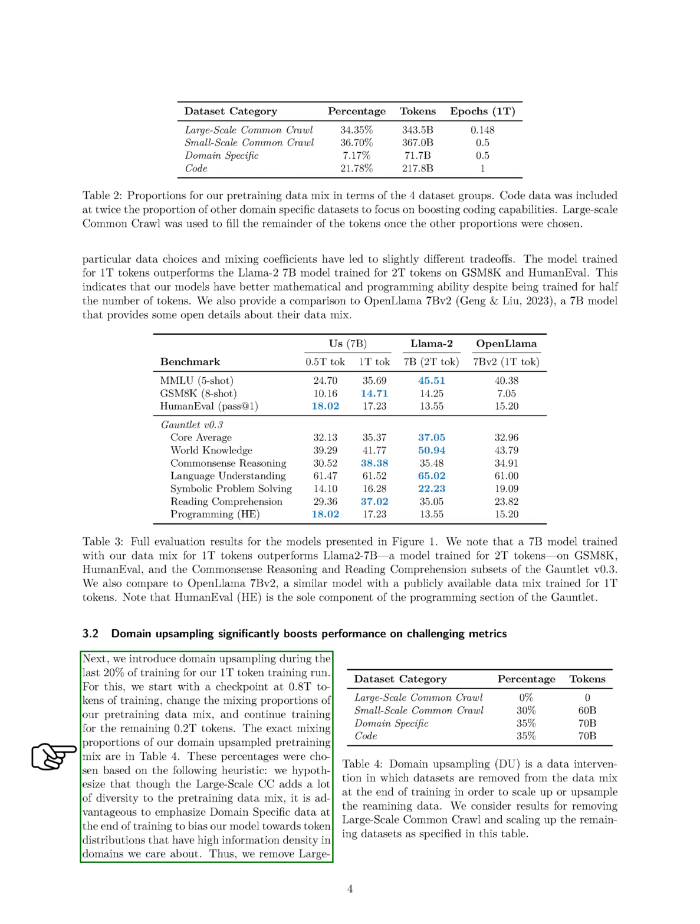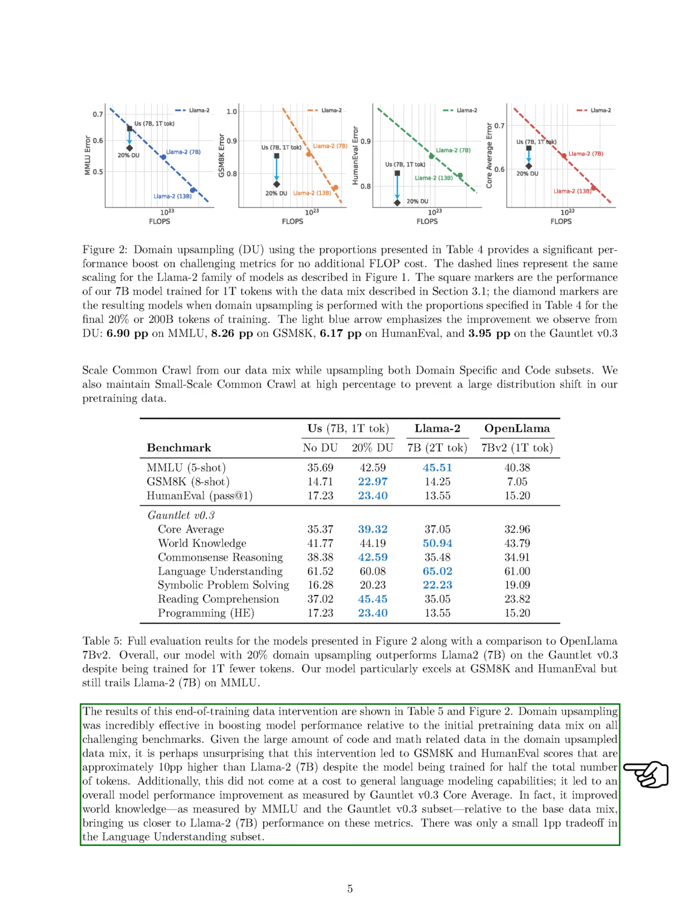We then introduced domain upsampling for the last 20% of training in our 1T token run. This involved adjusting the mixing proportions of our data mix to focus more on domain-specific and code subsets while excluding large-scale Common Crawl. The results of this intervention showed a significant improvement in model performance on challenging benchmarks without compromising general language modeling capabilities. This enhancement was particularly notable in math and code-related metrics, with scores approximately 10 pp higher than Llama 2.7b.